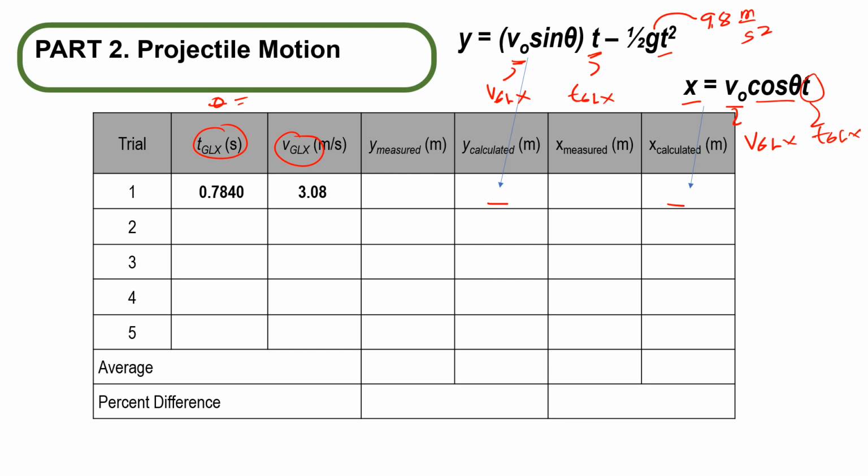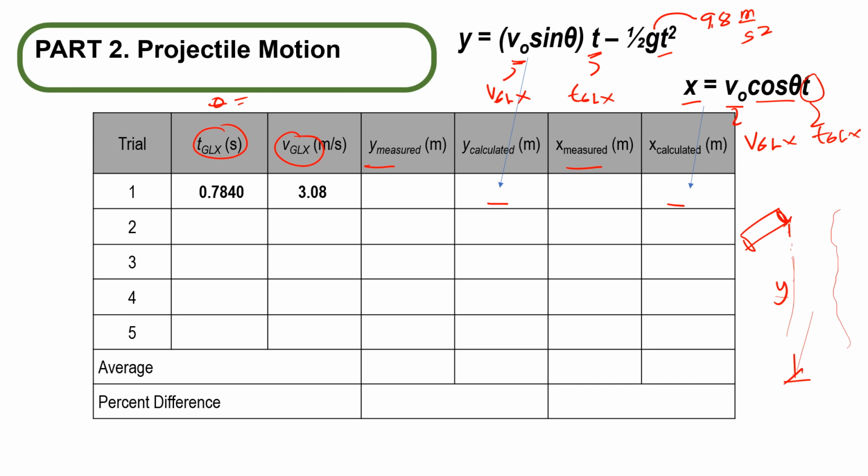Now the question is, how can we get the y measured and also the x measured? The y measured can be measured using steel tape. So we have to measure the height of the plastic ball from the tip or from the mouth of the projectile launcher. So using steel tape, we can measure the y. So that's the y measured.